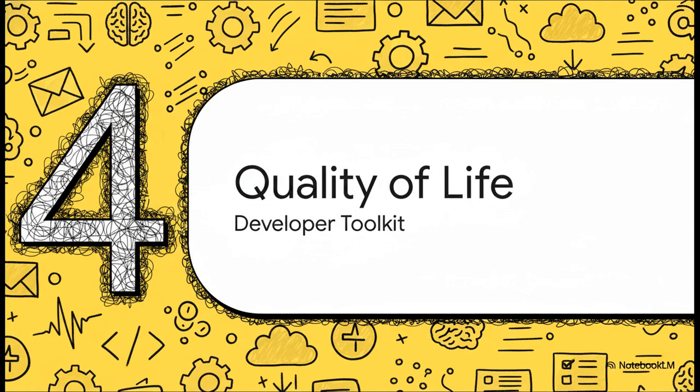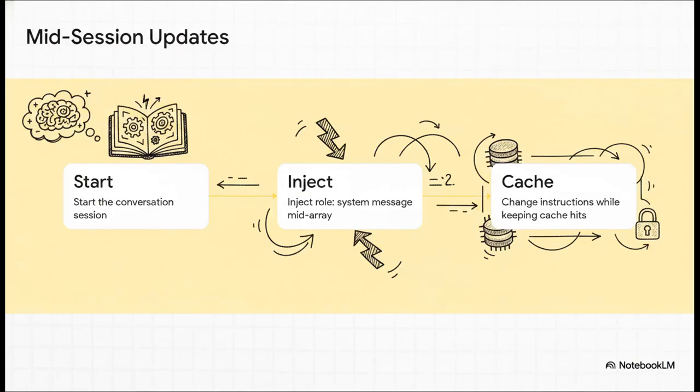Section 4. Quality of life. Developer Toolkit. Now, these toolkit upgrades speak directly to the developers out there building long-running sessions and complex apps.